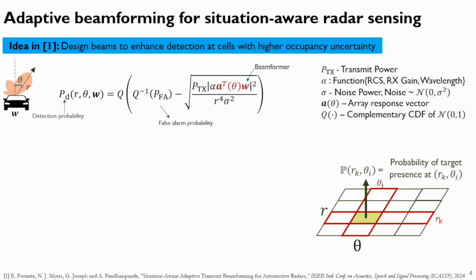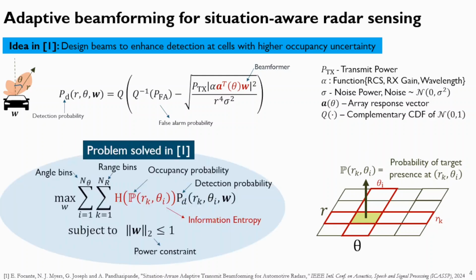And how do we put together this PD map and the occupancy grid map? We propose this formulation where we design a beamformer W that emphasizes sensing cells associated with higher occupancy uncertainty, right? So we weigh the PD expression there with the entropy map associated with an occupancy grid map. If entropy is large, that means we emphasize detection in a cell associated with higher uncertainty, right? This was done under the unit norm constraint on the beamformer.